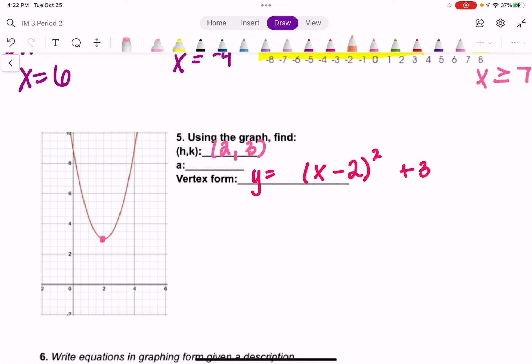If we're wanting to find our a, if we go out 1 from our vertex, notice our scale here: going out 2 grid spaces is actually going out 1 value. We're going up 1.5. Here would be a whole 1. So what we're going out, we would normally go up 1. If we're now going up 1.5, we could see that we're multiplying by that 1.5. That would be our a. So we have a stretch here. It's not just a normal parabola.